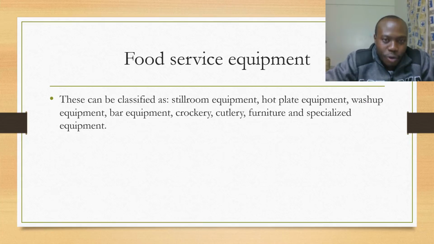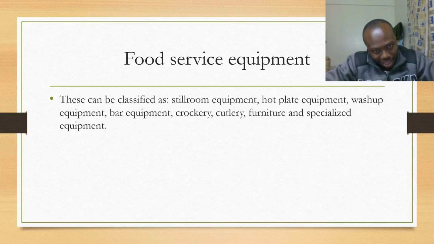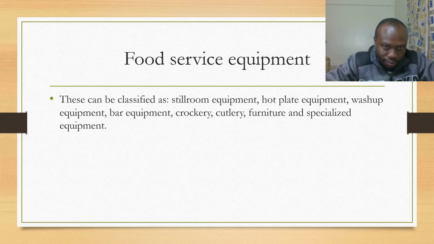Food service equipment, on the other hand, can be classified as follows. 1. Still room equipment, hot plate equipment, wash-up equipment, bar equipment, crockery, cutlery, furniture, and other specialized equipment.